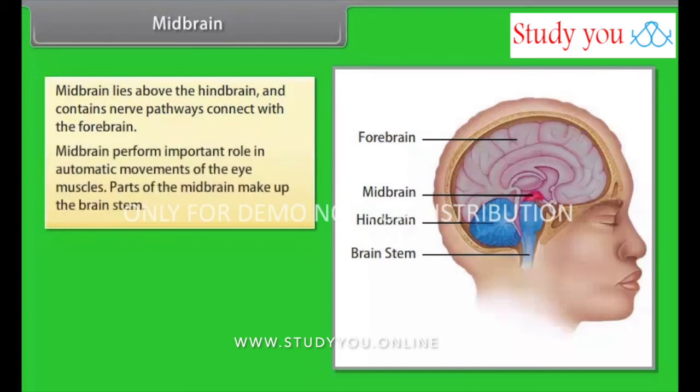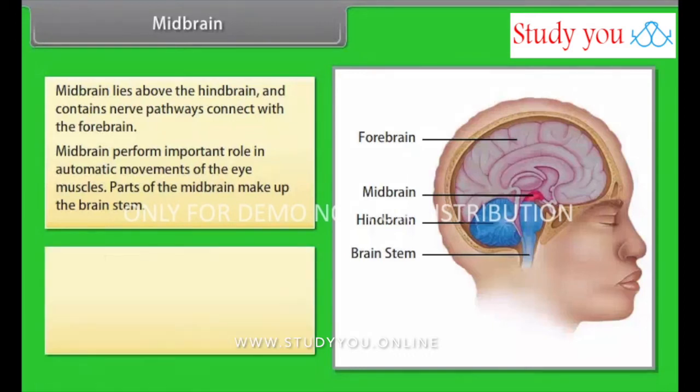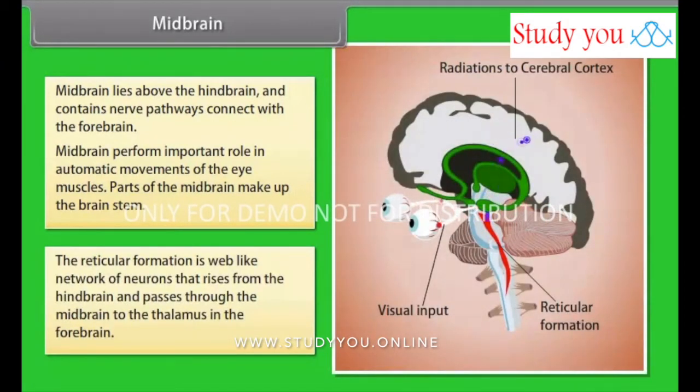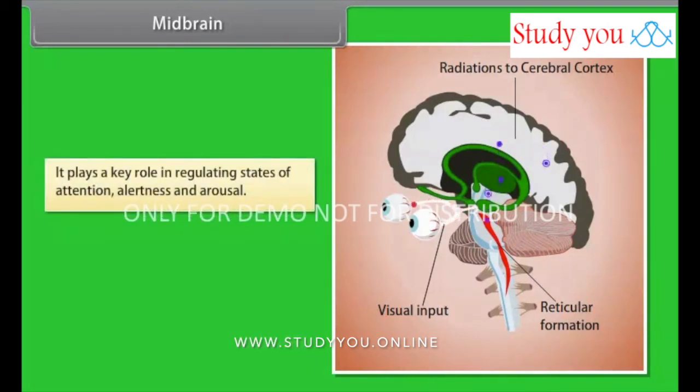The midbrain performs an important role in automatic movements of the eye muscles. Parts of the midbrain make up the brainstem. The reticular formation is a web-like network of neurons that rises from the hindbrain and passes through the midbrain to the thalamus in the forebrain. It plays a key role in regulating states of attention, alertness, and arousal.